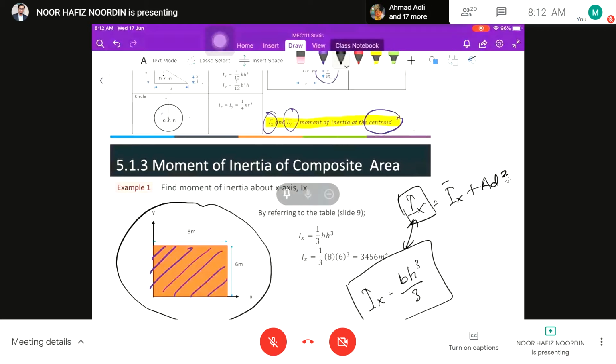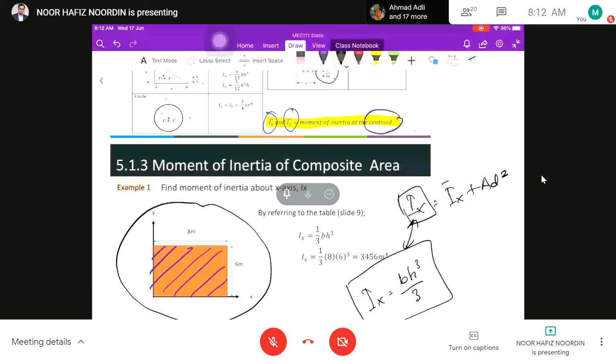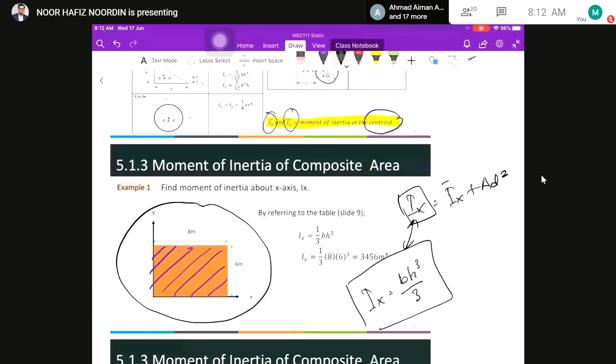The rectangular shape is exactly on the Y and X axes. And then the centroid of this shape, if we look here, I've blacked it out. So this one is D. Okay. If you look at this example, it is solved using BH power of 3 divided by 3.